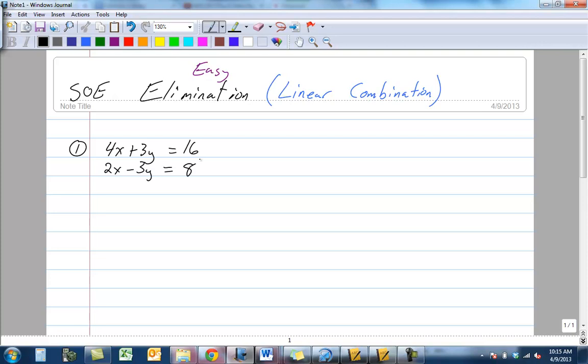All right, now if you think back to substitution, this problem is kind of a bummer for substitution, right? There's no positive single variables to try and get by itself. So substitution is not a good method to use on this particular problem. Instead, we're going to use this new method called elimination. Now, here's what you're going to do for elimination.